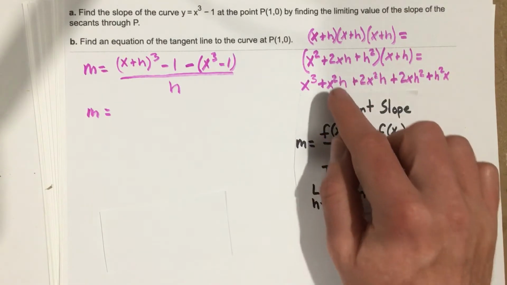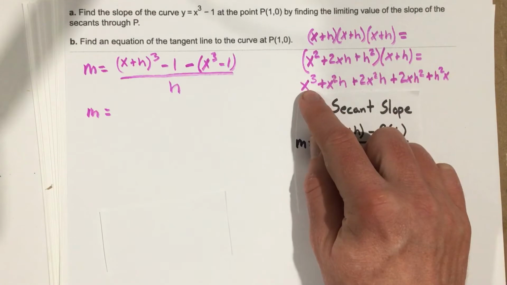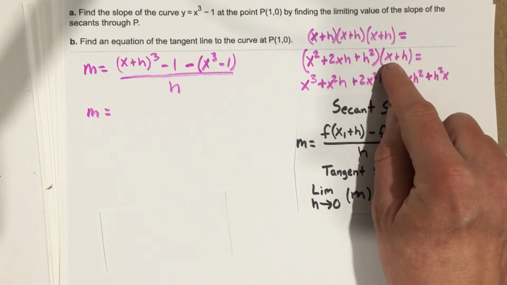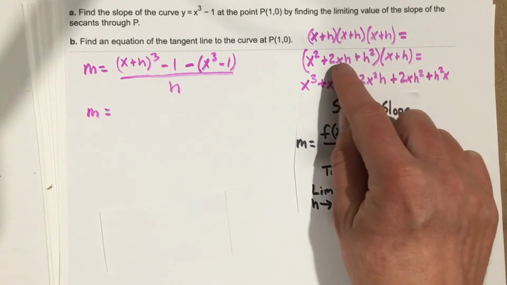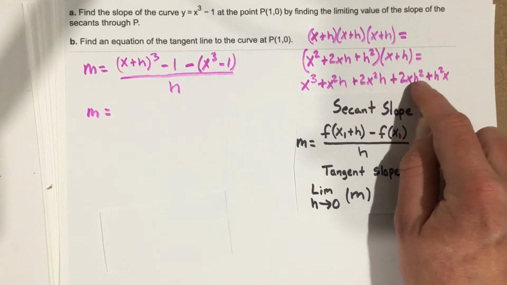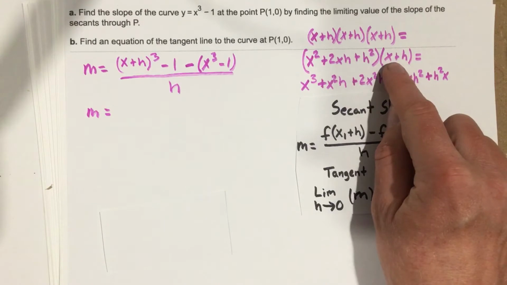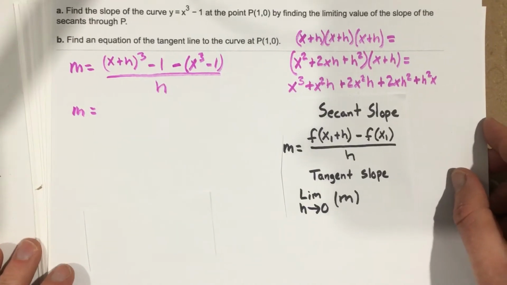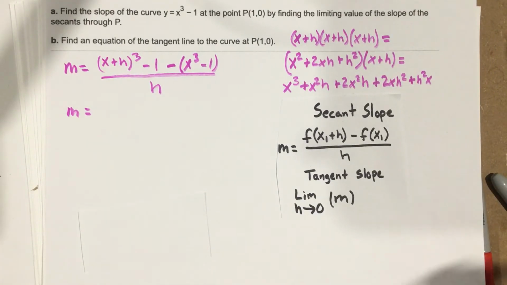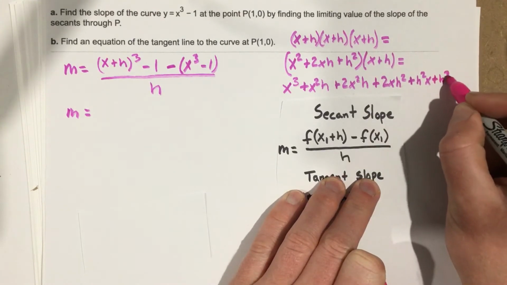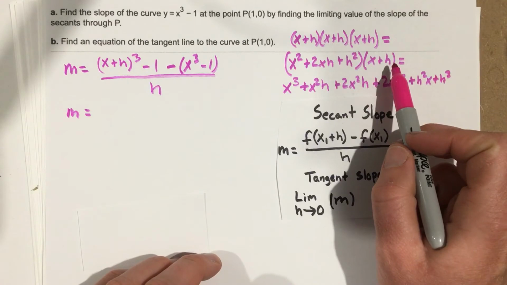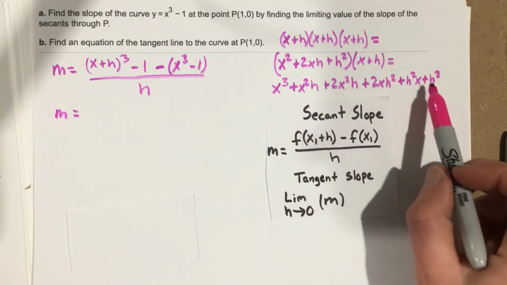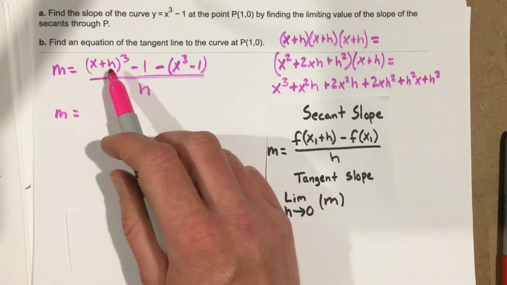So when we multiply all of this out, we get x squared times x, which is x cubed, x squared times h, which is x squared h, 2xh times x, which is 2x squared h, 2xh times h, which is 2xh squared, h squared times x is h squared x, and finally we're going to get plus h cubed, because we take h squared times h, and that's going to give you h cubed. So this is what (x+h) cubed is.